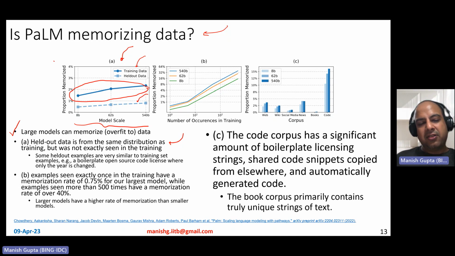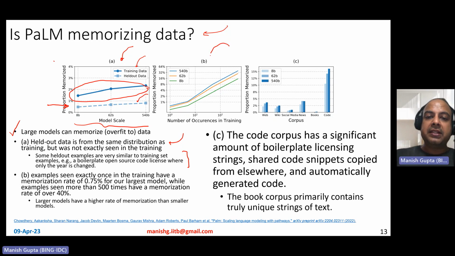But it turns out this is not something that could have copyright issues. What is happening here is that some held out examples are actually very similar to training set examples, for example, some boilerplate open source code license where only the year is changed. So even though you see that 1% of it is memorized, it's not like it's copyrighted material that could be causing an issue. It's probably licenses, which are standard text repeated over and over so many times in the entire pre-training corpus.